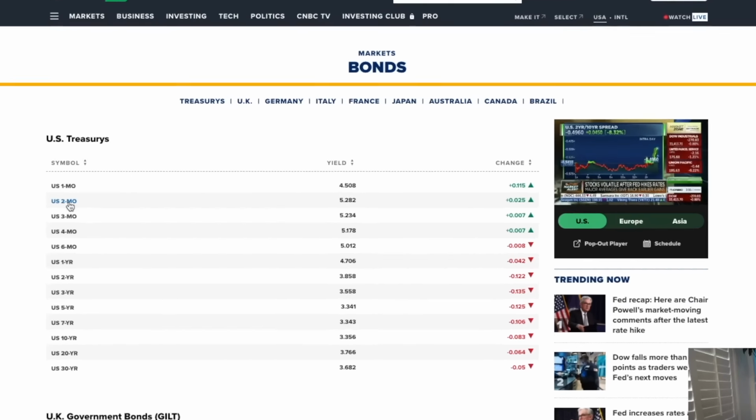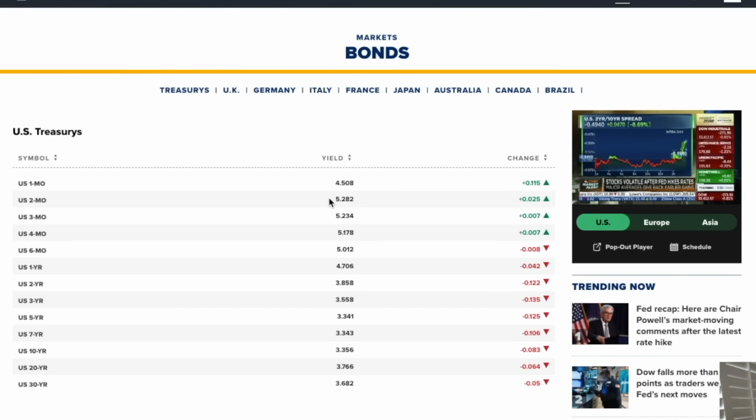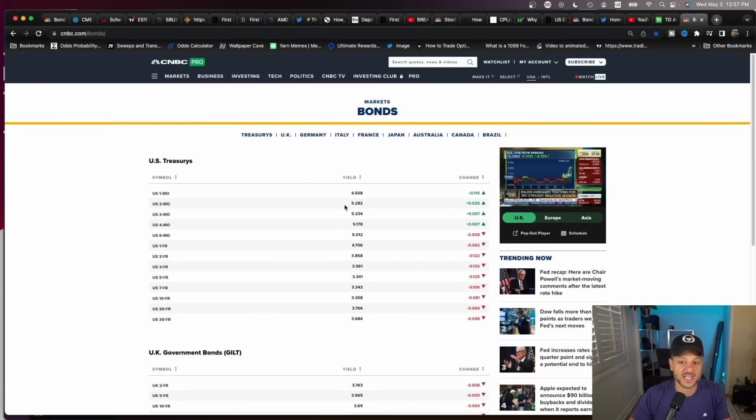So say for the 2-month treasury, for instance, right now it's trading at a 5.282 yield. This doesn't mean that in 2 months you're going to get 5%. It means that if you annualize the yield, it would equate to a 5.282 annual yield. It's also important to note that in treasuries, anything up to a year doesn't pay a coupon. So after we get past the 1-year mark, you get what is called a coupon. I will explain this in later detail.